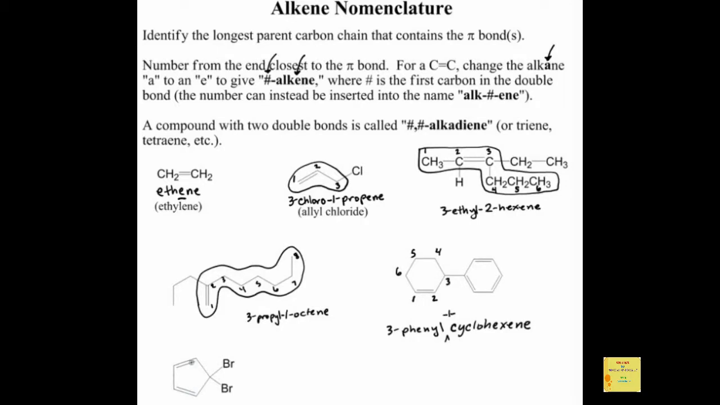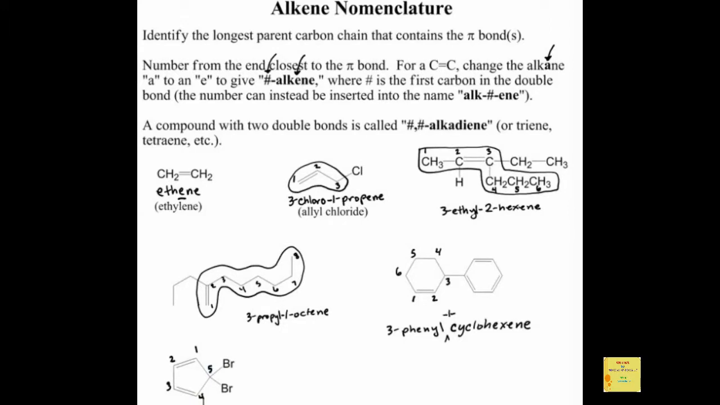Okay, and what if we have 2 double bonds? If we have 2 double bonds, we're going to indicate both numbers of where the double bonds start, and we're going to call it a diene or a triene or a tetraene and so on. So we're going to include that. And now again, we want to give our double bonds the lowest possible number. I need to give both double bonds the lowest possible number. So the only way to number this to give the double bonds the lowest possible number would be as so.